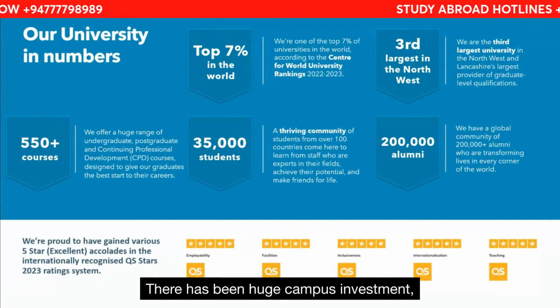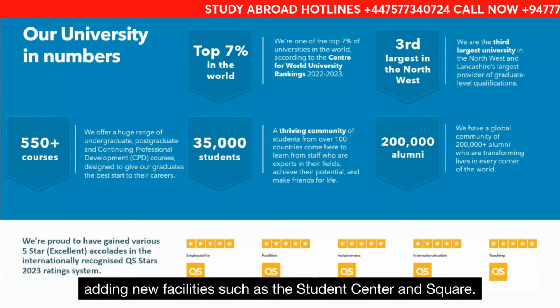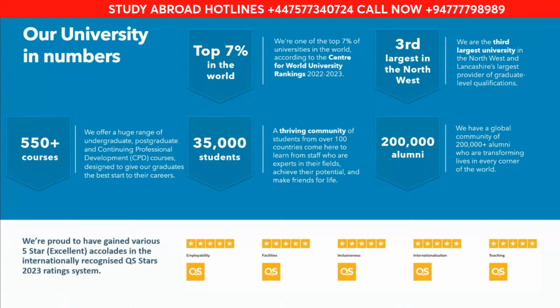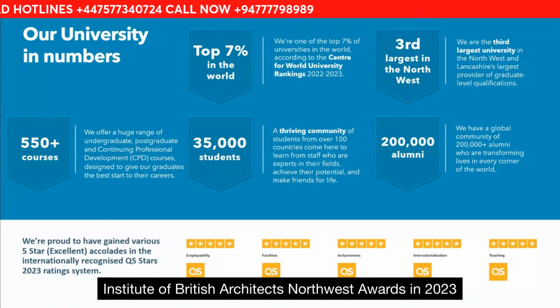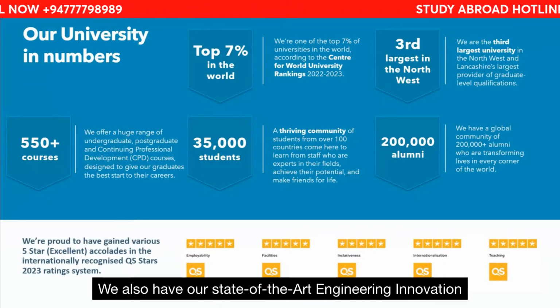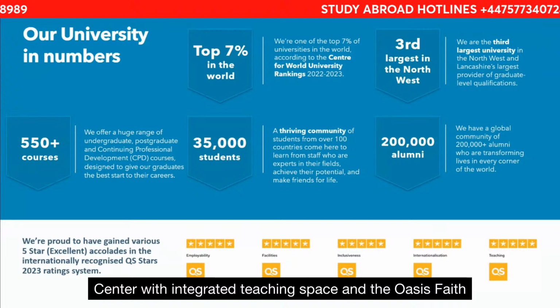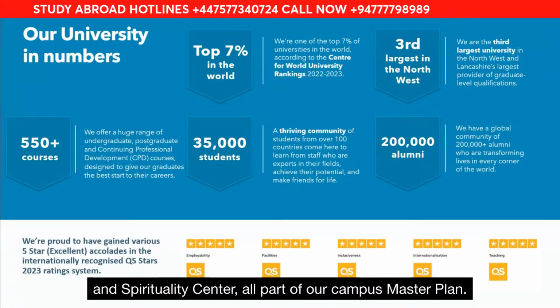There has been huge campus investment, £200 million in Preston alone, adding new facilities such as the Student Centre and Square. These won a prestigious regional award from the Royal Institute of British Architects Northwest Awards in 2023 for their sustainability. We also have our state-of-the-art Engineering Innovation Centre with integrated teaching space and the Oasis Faith and Spirituality Centre, all part of our campus master plan.